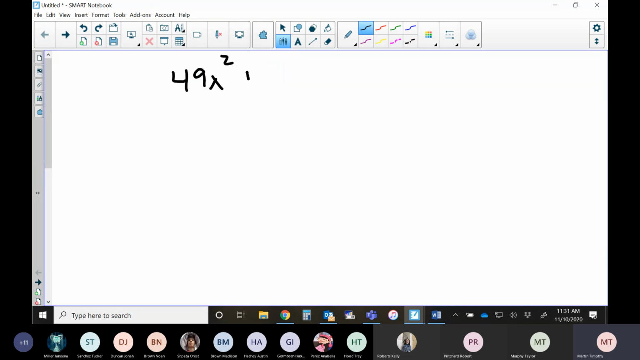49x squared plus 36 equals 0. What are we supposed to recognize this as right away? Taylor, you asked me about this. I didn't ask about that. Yeah, you did earlier on a different question. What does it have, Taylor?